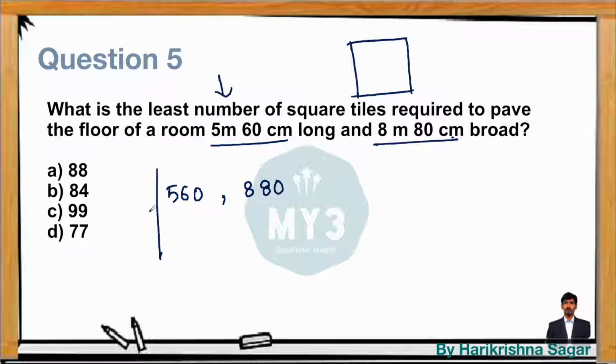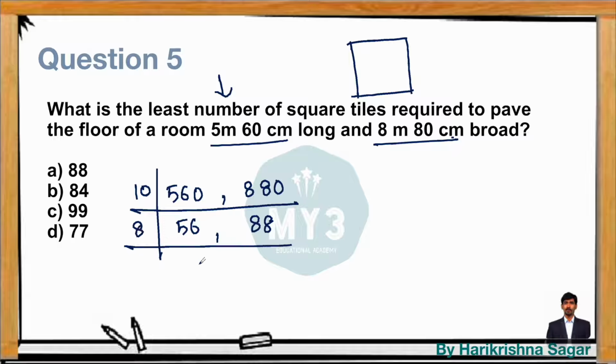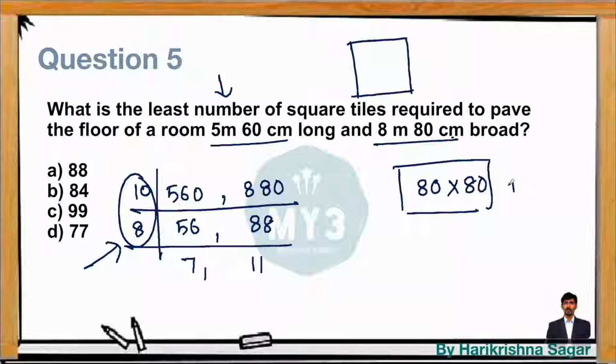So what I have to do now, first of all, find out the GCD of these numbers. What is the GCD of these numbers? These two numbers are going in 10 table. So let me write 56, 88. And 56 and 88 are going in 8 table, 8 7s are, 8 11s are. And you can observe 80 is the GCD of the numbers because 7 and 11 are not going in any table. You will stop the calculation there. That means 80 by 80 will be the dimensions of each square tile.